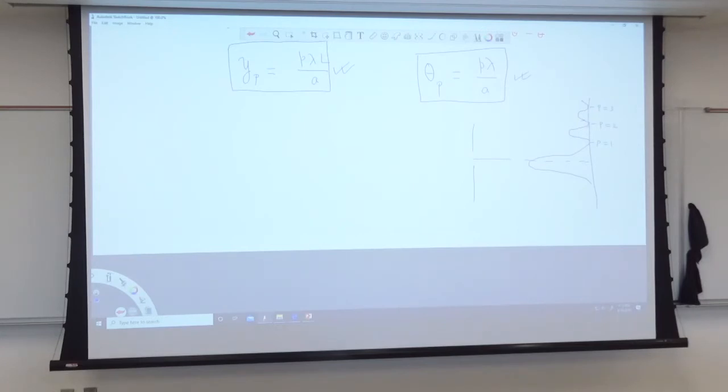So this angle for 1 is theta 1, angle for the second one is theta 2, and angle for the third one is theta 3, and so on. These angles are given by that formula. Whereas this distance is y1, that distance is y2, and then other ones also. So that's given by that.